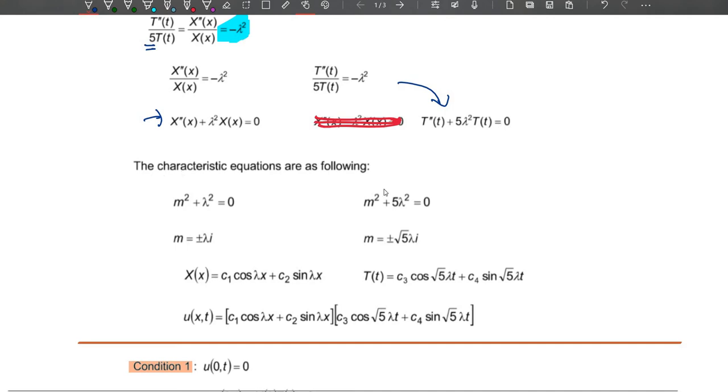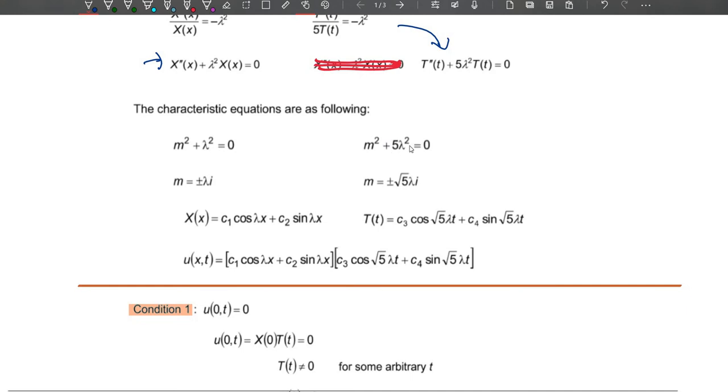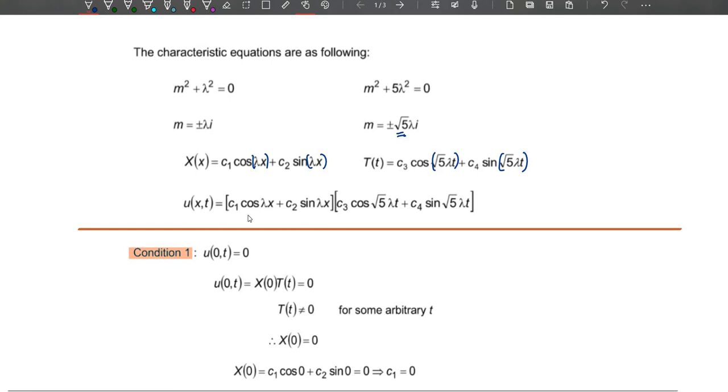Then the characteristic equation or auxiliary equation for T is m squared plus 5 lambda squared equal to 0, where m is equal to plus minus root 5 lambda i. Be careful, it's only root 5; lambda doesn't have any root. And T(t) is equal to c3 cos root 5 lambda t plus c4 sin root 5 lambda t. If you want to be extra careful, it's better to write the angle in brackets.